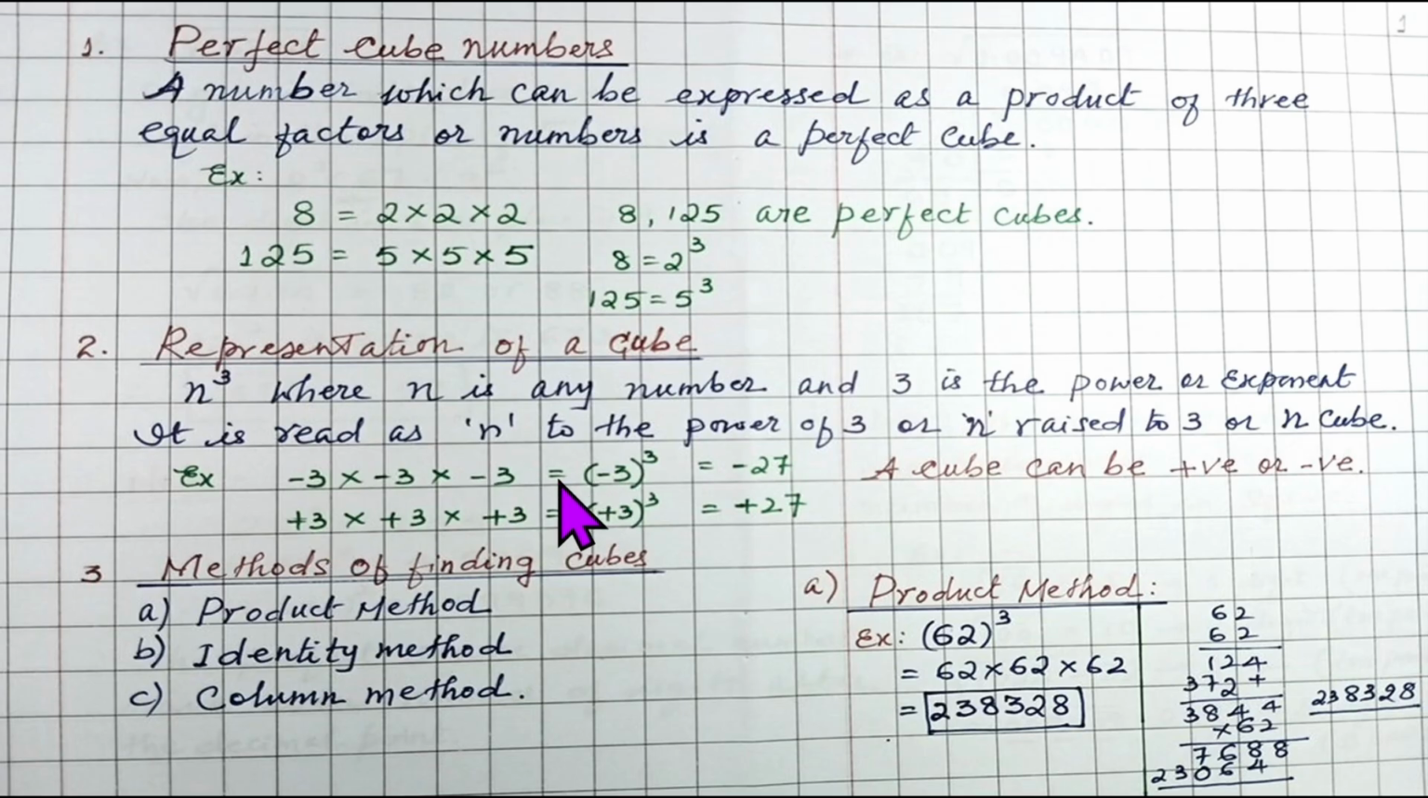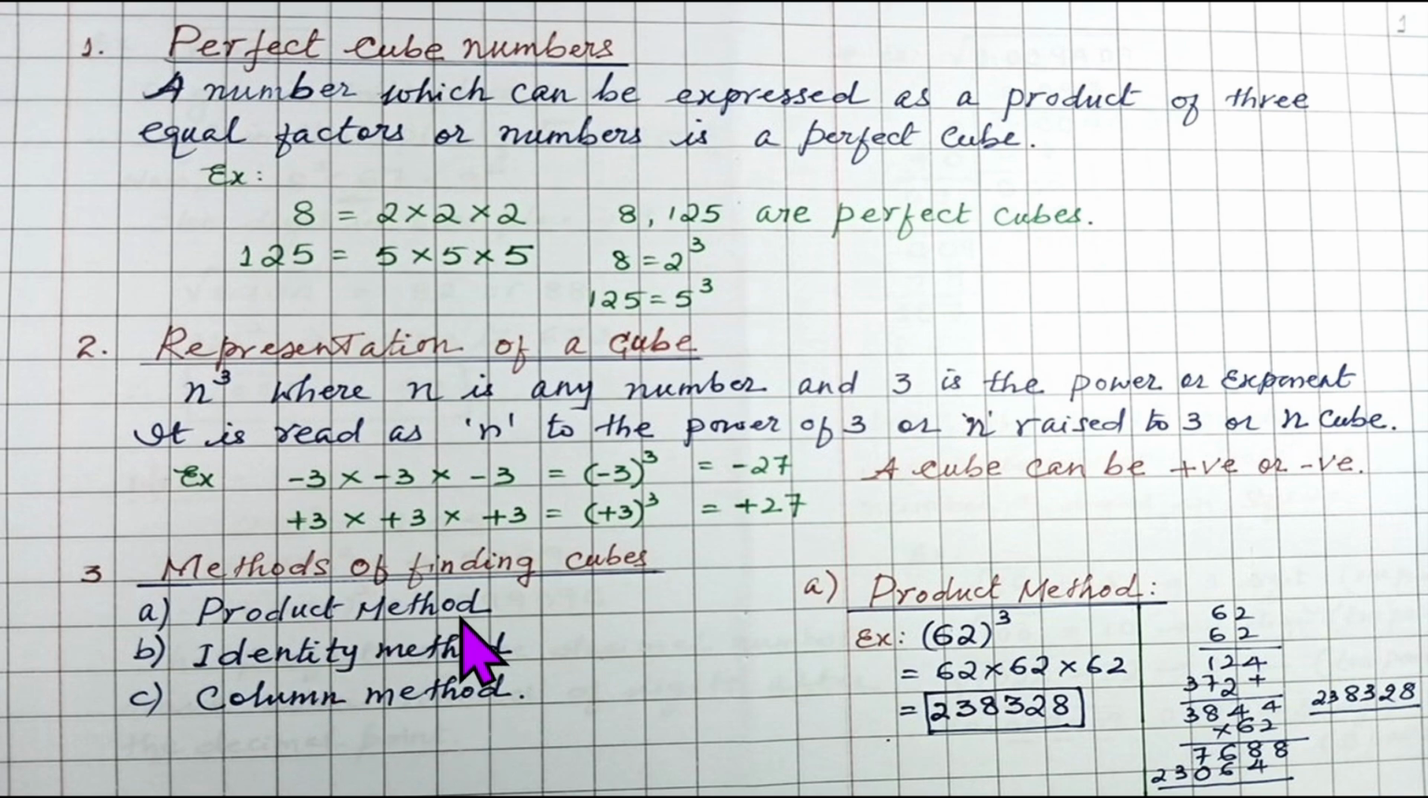Now when we take the cube of a number, if it is a negative number, then the cube also will be negative. If it is a positive number, the cube of that number is positive. Therefore, a cube can be positive or negative depending upon the sign of the number to be cubed. Now, there are different methods of finding the cubes of a number. The methods are the product method, the identity method, and the column method.